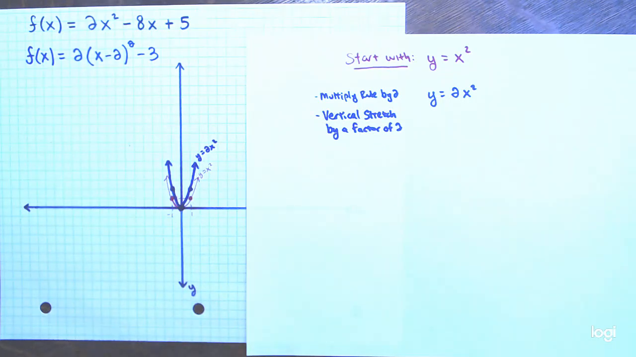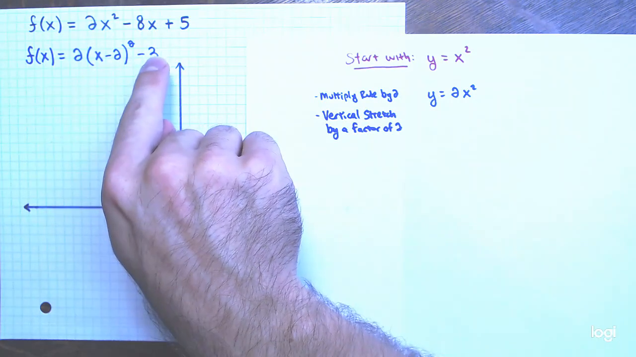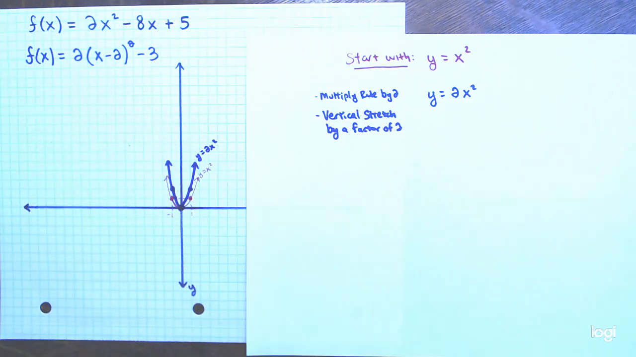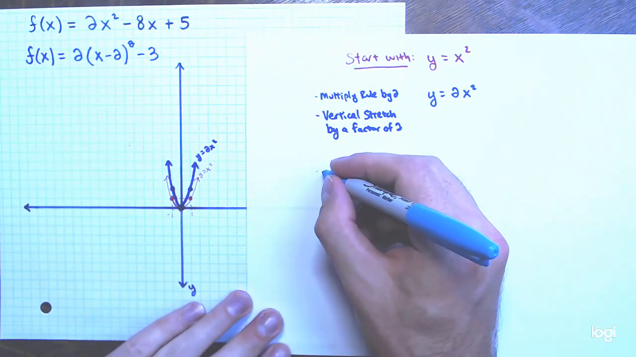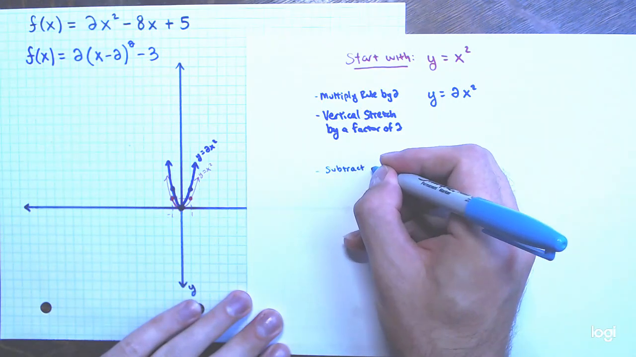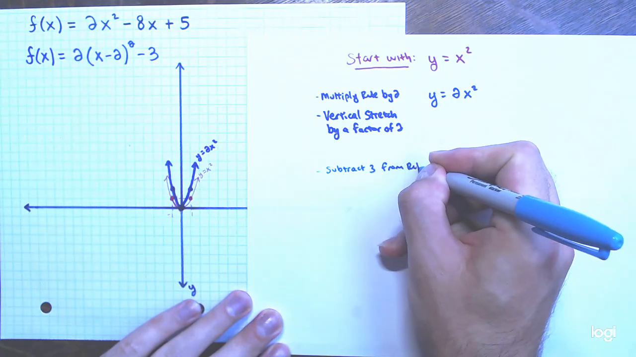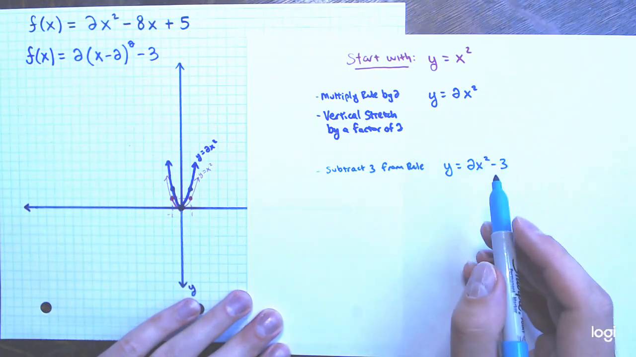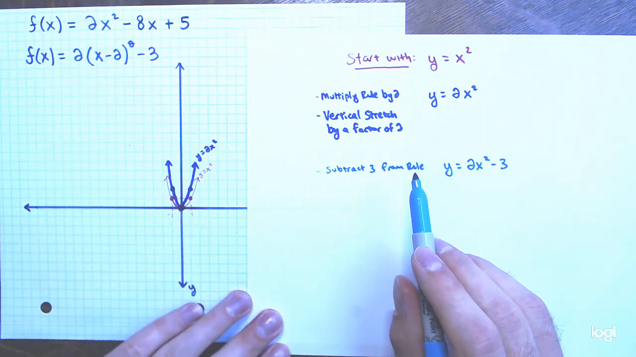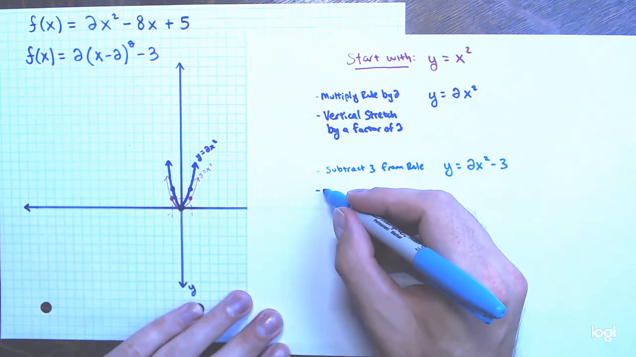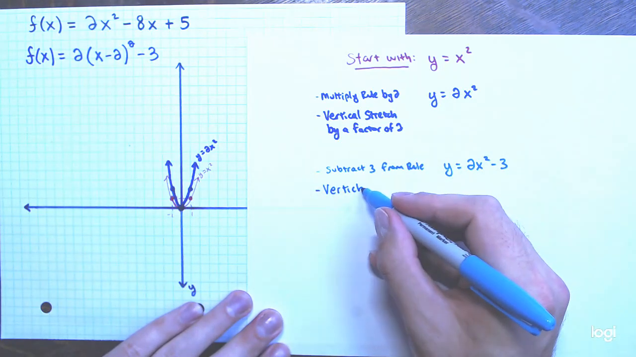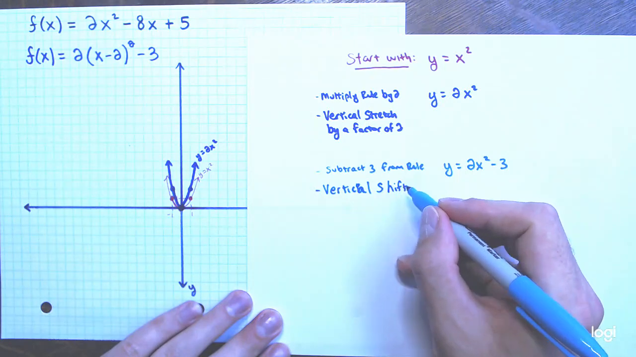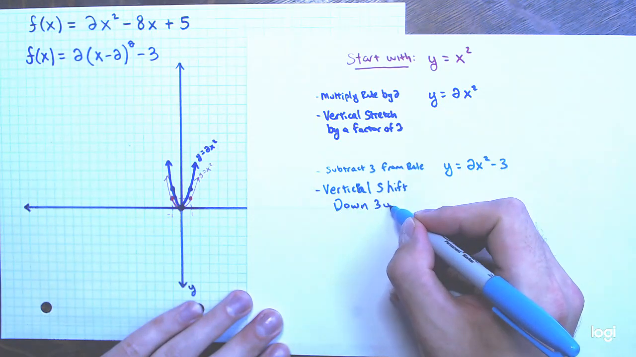Then I notice that added to the square afterwards is a -3. So I'm going to leave this rule the way it is and just subtract 3 from the rule. So next I'll subtract 3 from the rule. And that'll give me this equation here, y equals 2x squared and then -3. Well, when you do something to the entire rule, it causes a vertical change, and if you're subtracting 3, that will cause a vertical shift down 3 units.